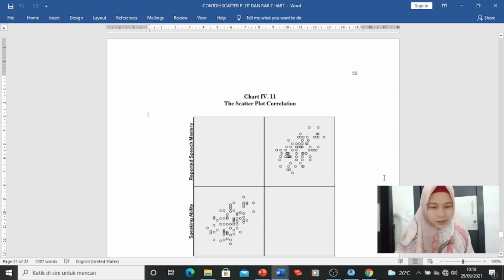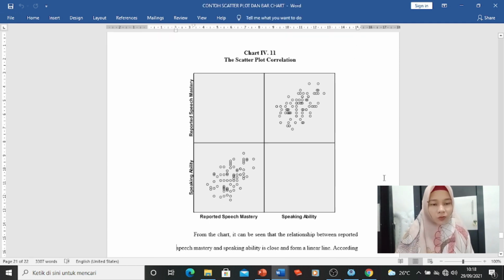Here, this is it. The scatter plot correlation. I think it should be the last example I have for today. I think this chart is also very good for correlational study. If you study the correlation between two variables, for example, what I have here is the scatter plot correlation between speaking ability and reported speech mastery.